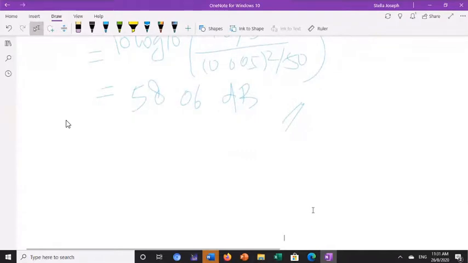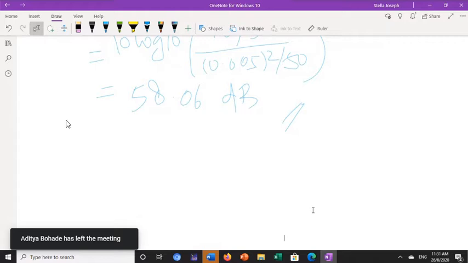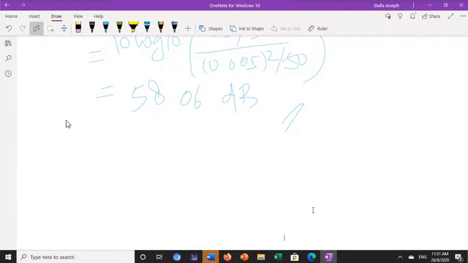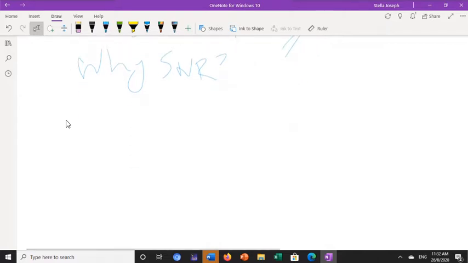Okay, so now we studied what is SNR, signal to noise ratio, and what SNR is in terms of voltage and all. Now we need to find why we are studying SNR. What is the need of SNR? Why are we finding this SNR? What is the purpose of it?